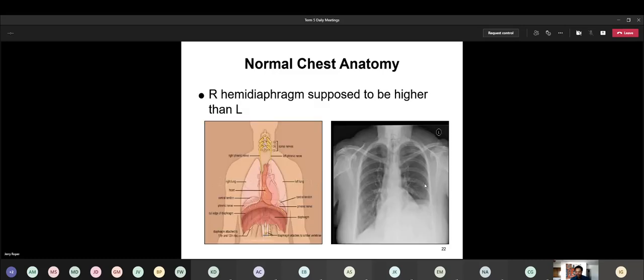So now we take a look at this picture on the left, and here's our phrenic nerve. I mean, left, right phrenic nerve, each innervating the corresponding side of the diaphragm, and the top border of the diaphragm on the right side is a little bit higher than the left side. And then we look at this X-ray here. What's going on with this patient?